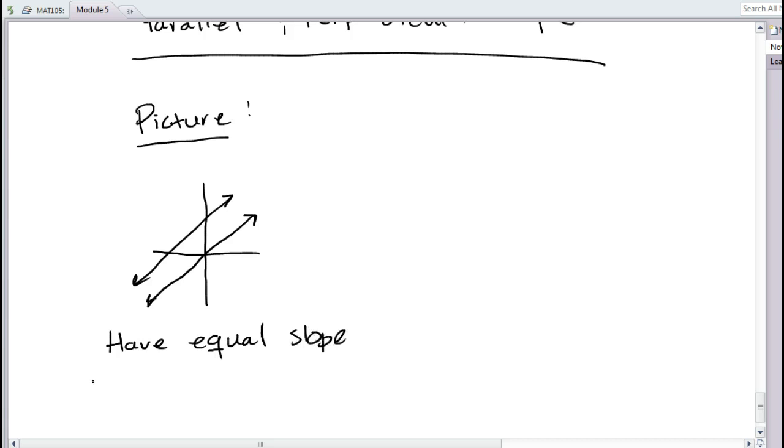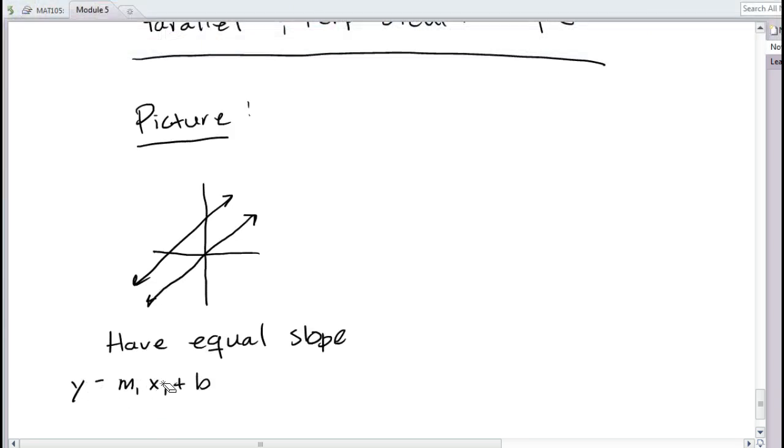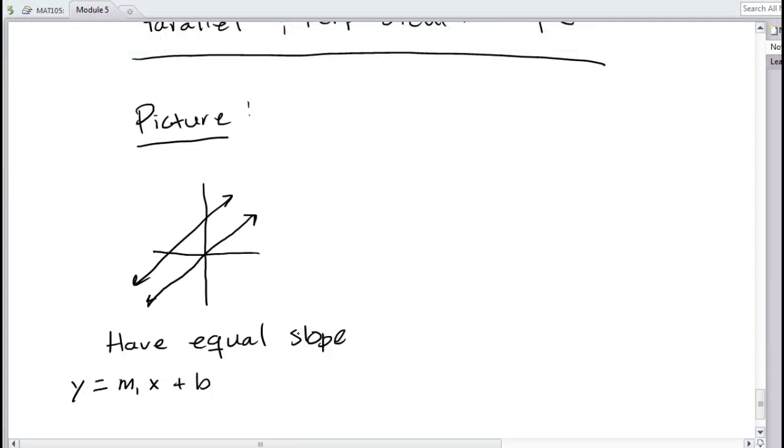So if you had two equations of lines, we don't need the subscripts for the y and the x, just for the m. So we'll just say y equals m1 x plus b. We'll call this line 1 and this line 2. And y equals m2 x plus b is the equation of L2. Then we know that m1 equals m2.